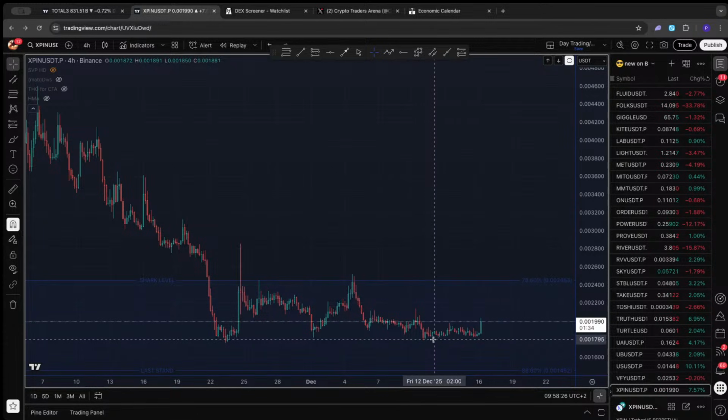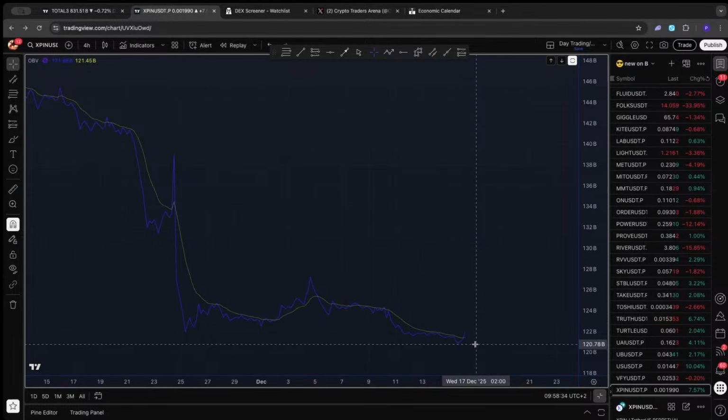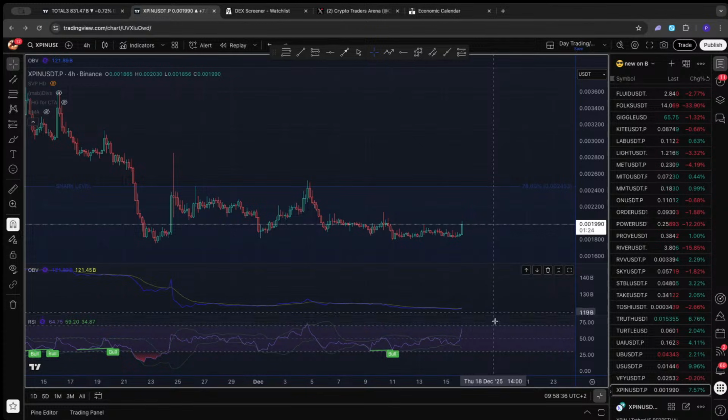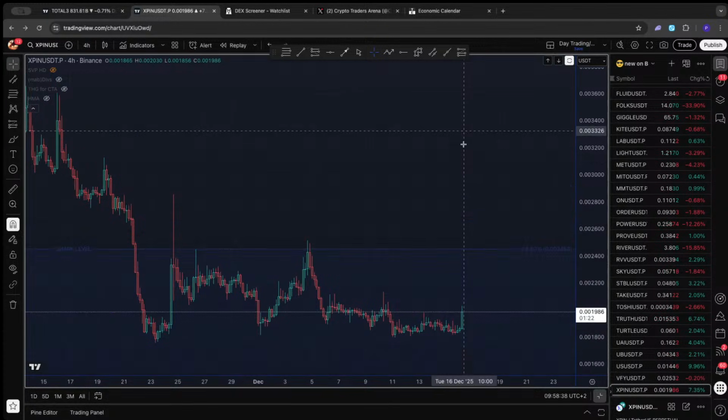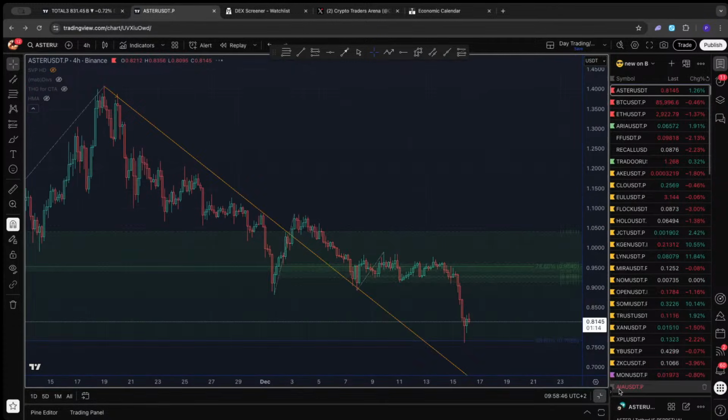XPin is looking interesting here. You can see? Small window of risk. Some volume here probably. Yeah. So pay attention on XPin. Would be something. No. And back on Aster.